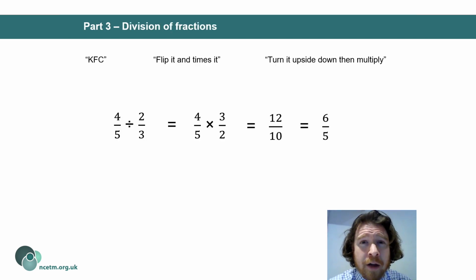Now, get the elephant out of the room. You may meet some students who can already successfully divide fractions, and they may use one of these three methods. Lots of the time students might get told to use the KFC method, which stands for keep, flip, change. So you keep the first fraction the same, you flip the second fraction, then you change the sign. Or they might get told to flip it and times it, or turn it upside down and multiply.